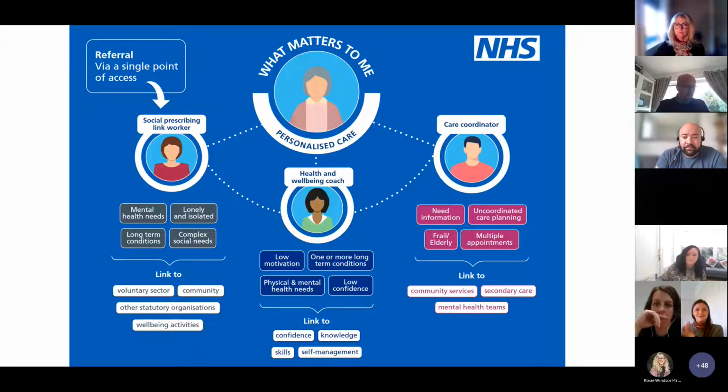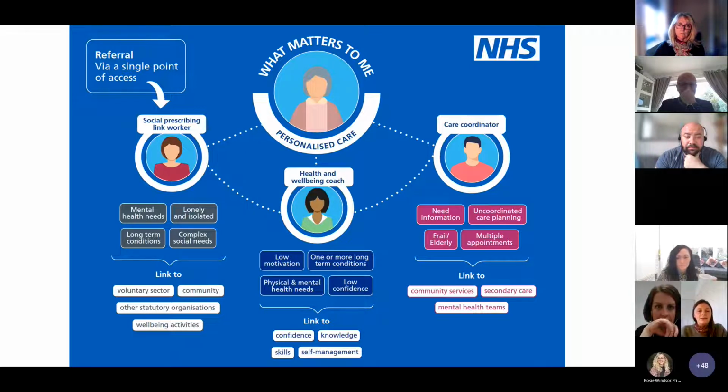They're helping people to navigate through the health and care sector, making sure that they don't fall between gaps, and really being a voice and an advocate for them as well, particularly for those people with most complex needs. And then the health and wellbeing coach in the middle there, supporting people to develop that confidence and knowledge to be able to make the changes that they want to make in their own lives. So the three roles work together really nicely.